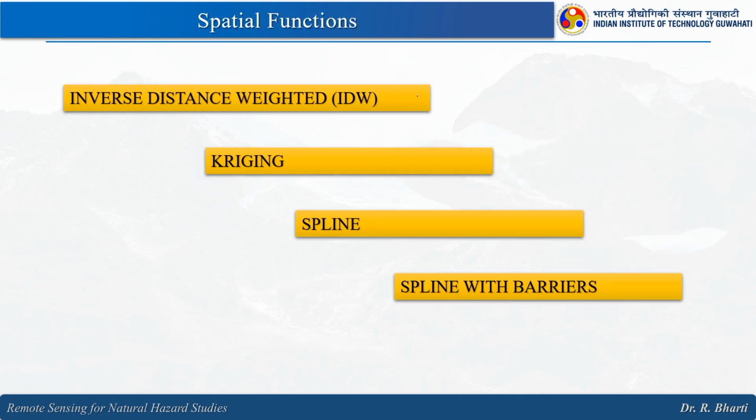These are some of the spatial functions listed here: IDW, kriging, spline, spline with barrier. These are very commonly used in a GIS environment.